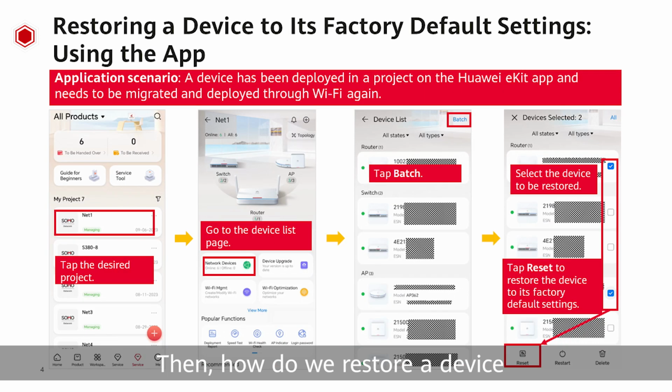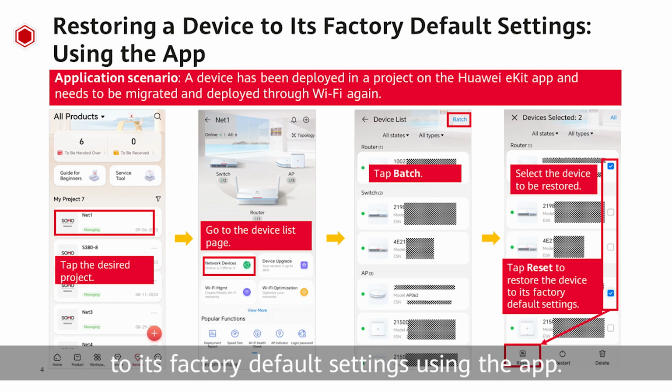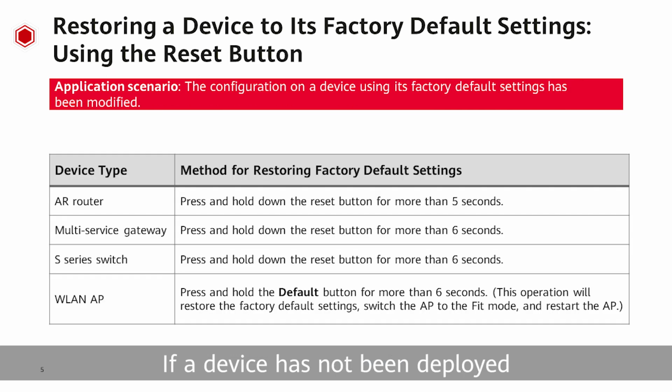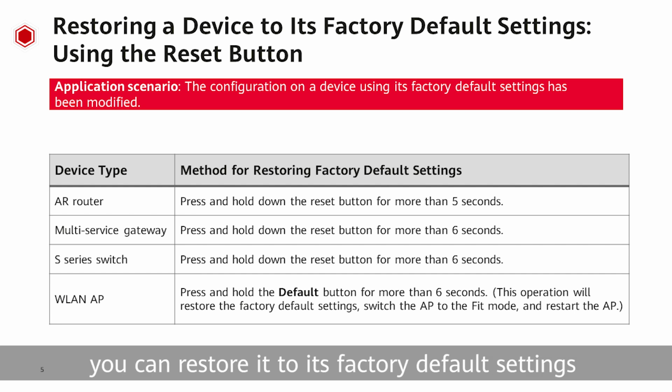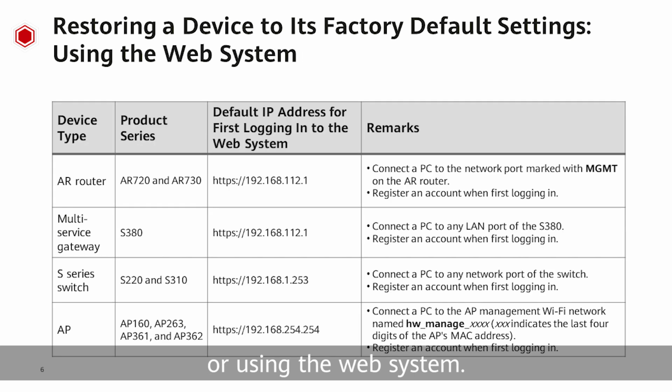Then, how do we restore a device to its factory default settings? If a device has been deployed in a project on the Huawei eKit app and needs to be deployed through Wi-Fi in another project, you can remotely restore the device to its factory default settings using the app. If a device has not been deployed using the Huawei eKit app, you can restore it to its factory default settings by using the reset button or using the web system.